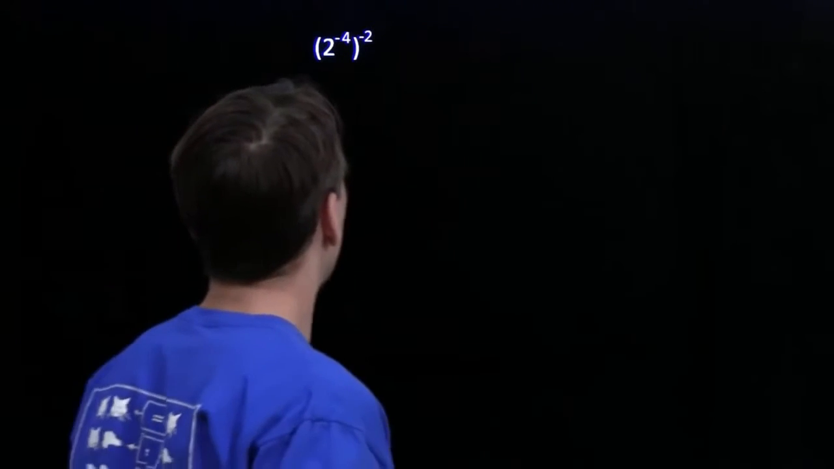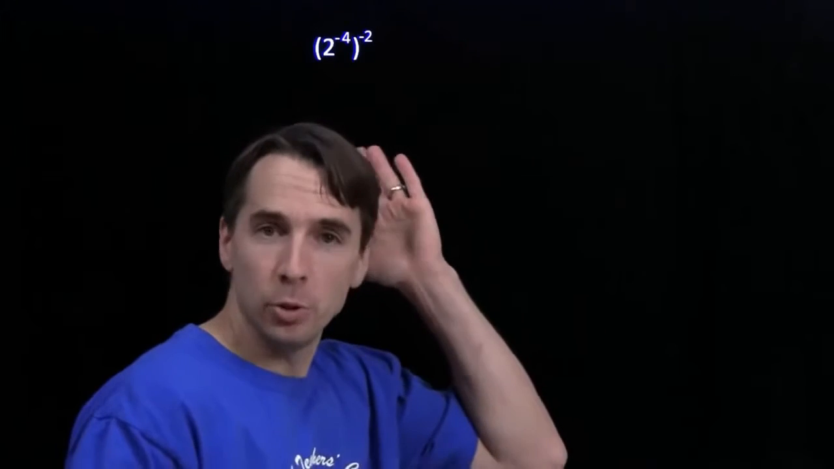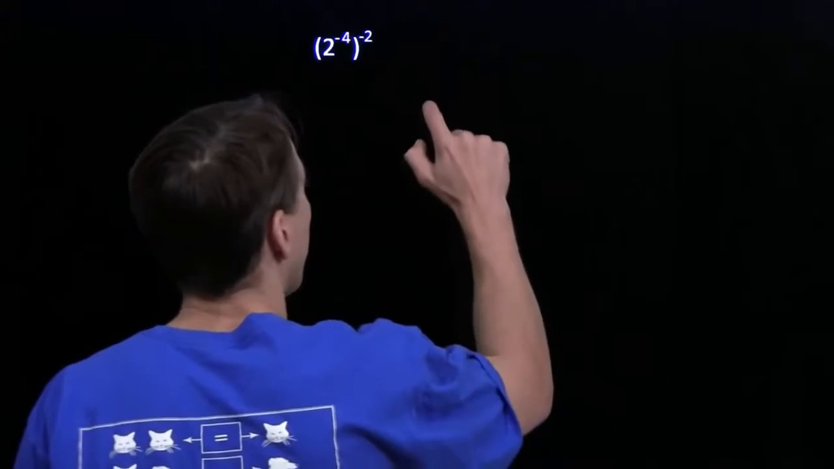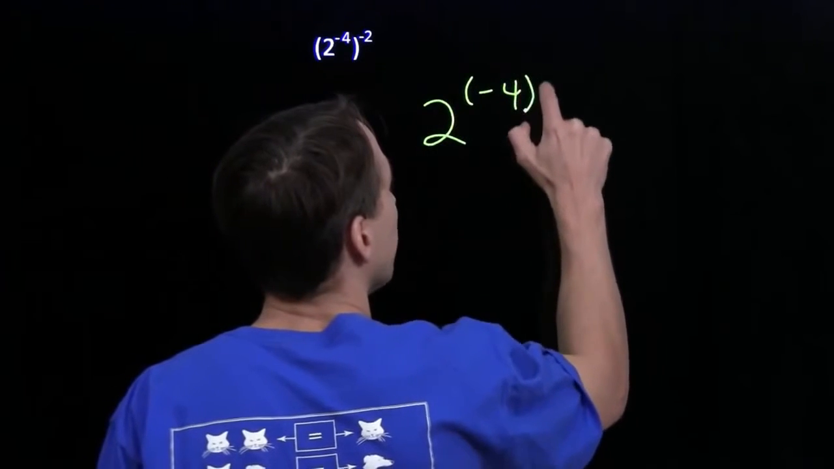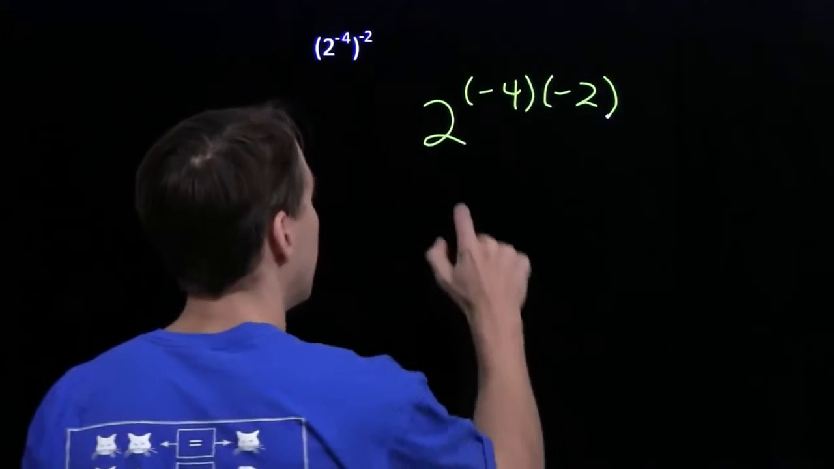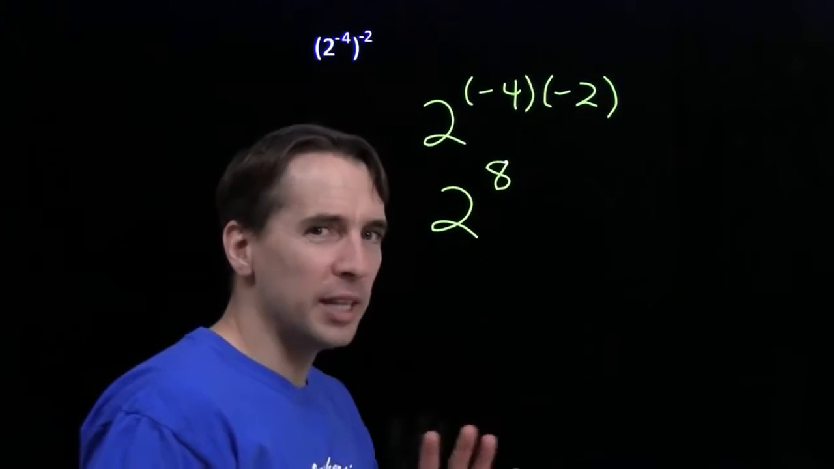2 to the negative fourth, and that whole thing raised to the negative 2. Well, that's just a power to a power, and we know how to handle that. We have a power to a power. We multiply the exponents. So we have 2 raised to the product minus 4 times minus 2. Minus 4 times minus 2, that's just 8. So we have 2 to the 8th. Now, I'm not going to multiply this out just yet.